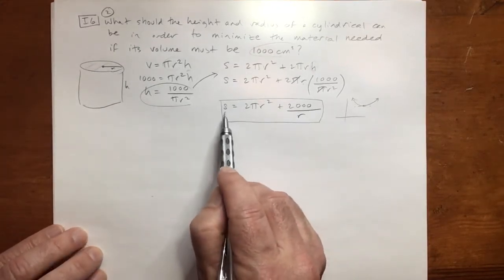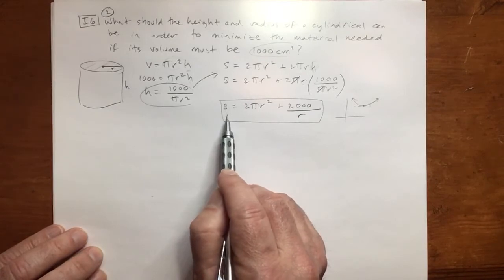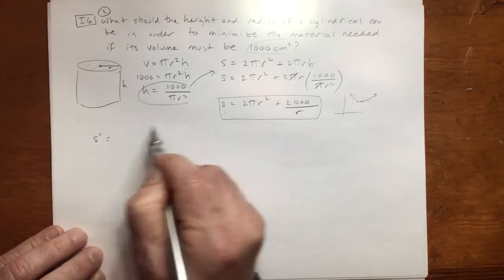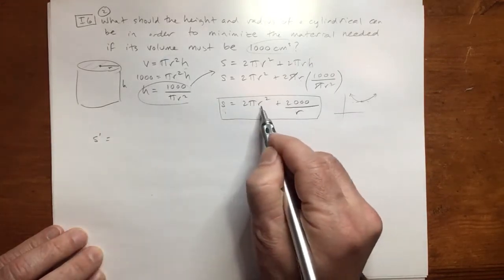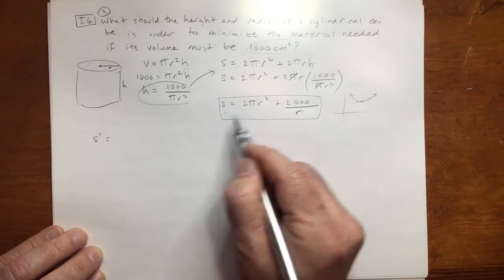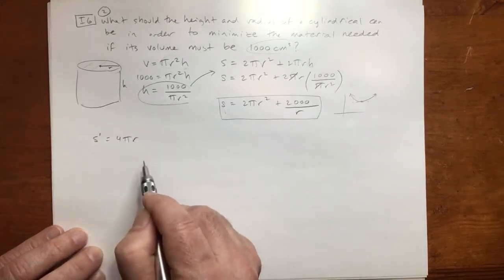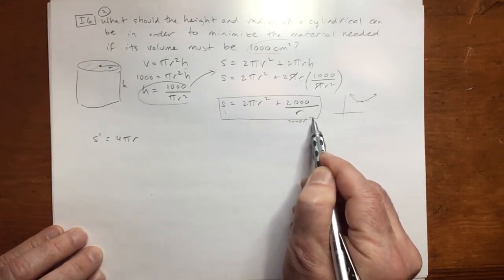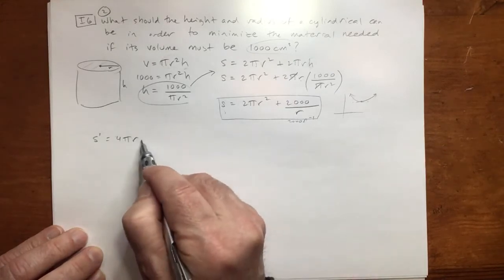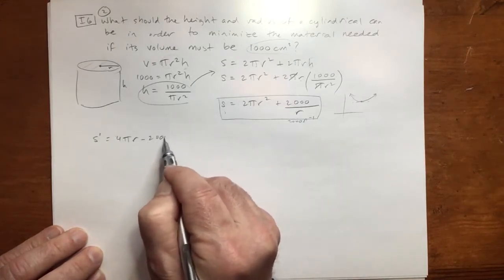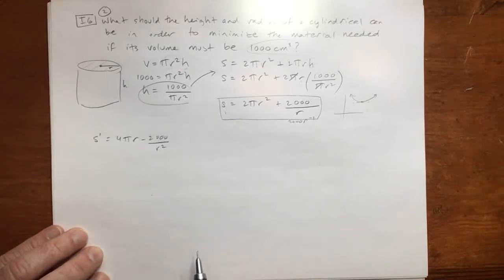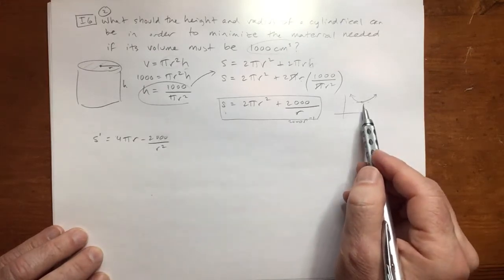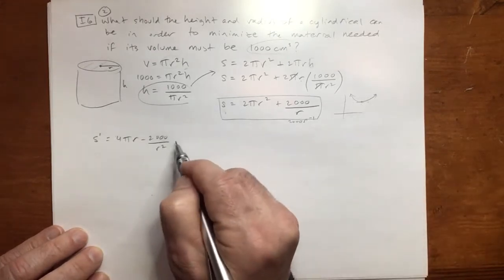All right, so now I want to derive this with respect to r, and so I'll do that over here. I get s prime. Okay, my first term is, so there's my variable. It's just a power function. So I get 4 pi r. Okay, here, this is like 2,000 r to the negative first. So I get minus 2,000 r to the negative second, so I'll put it like that. So here I have the derivative of this curve, and I'm interested in when it's equal to 0.